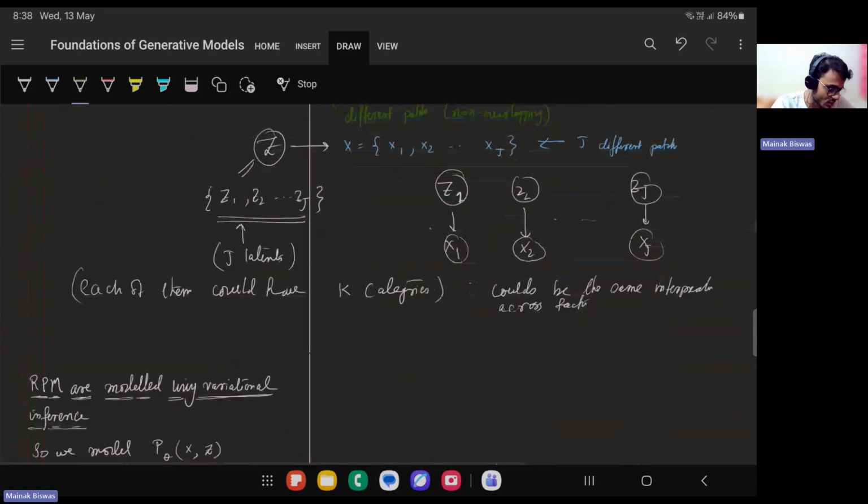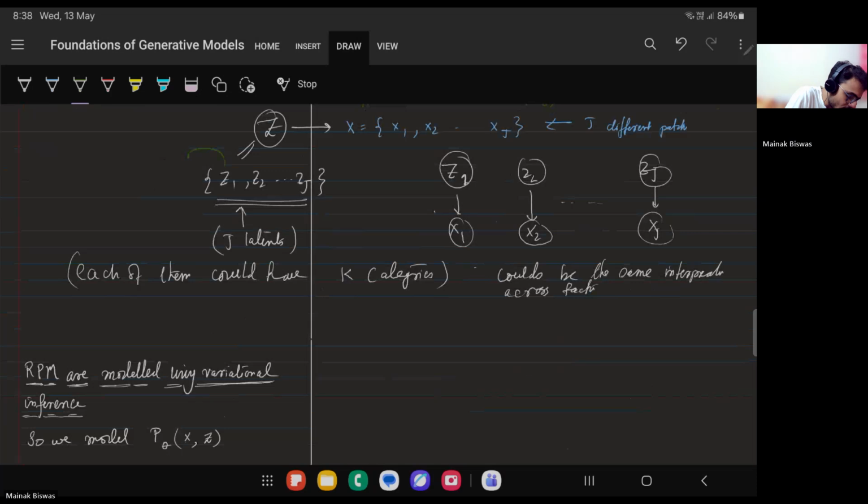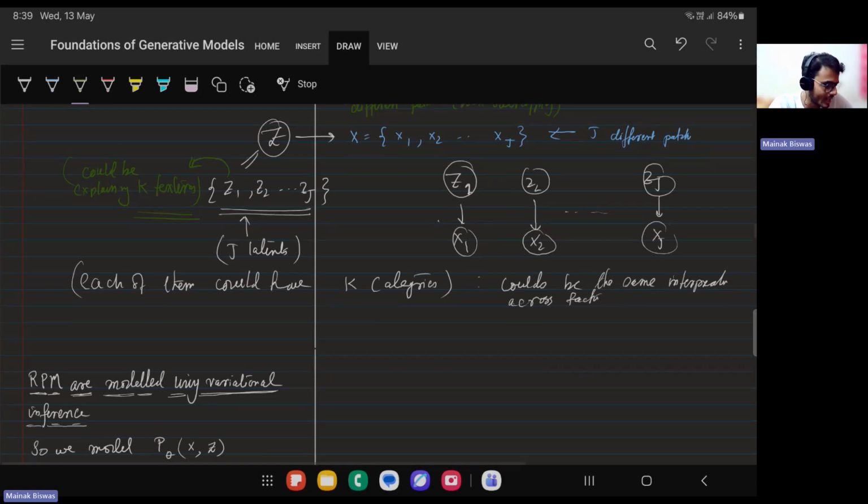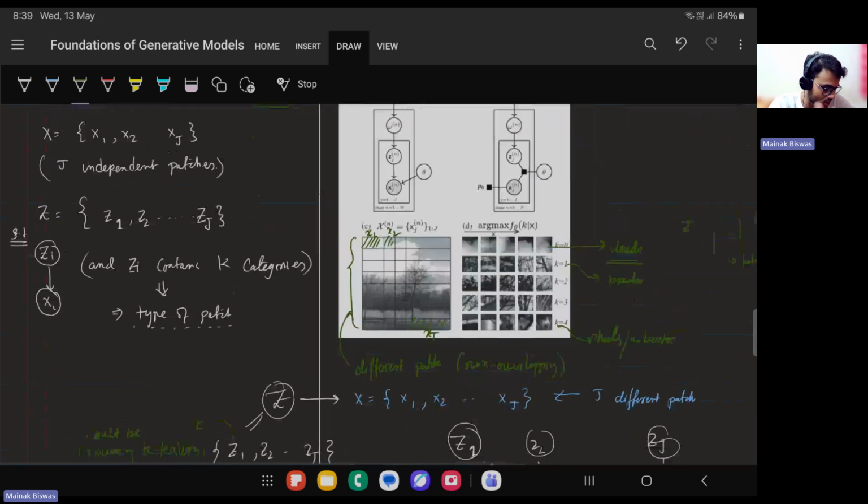So the idea is, each of these Zj's could be explaining K factors, K textures in images. They say that there's a texture distribution. So one of them could have clouds, one of them could have houses, and so on, and then you would cluster them accordingly. So all the houses clustered together, all the clouds clustered together, and so on. So this model would do that on its own.